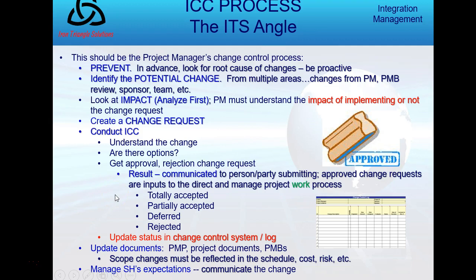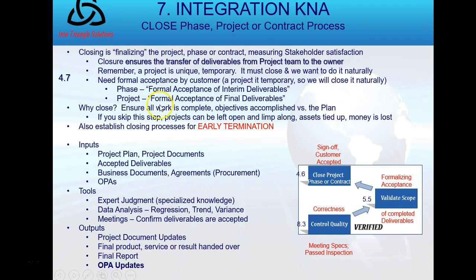This is Andy Molnar's summary of the integrated change control process. You want to prevent. If you can't prevent a change, you want to identify the potential change. Always analyze first, look at the impact. If you need to, create a change request, conduct integrated change control. The results are then communicated. You want to update your documents and manage stakeholder expectations. To me, this is Andy Molnar's view of a one-slide summary of what just happened.